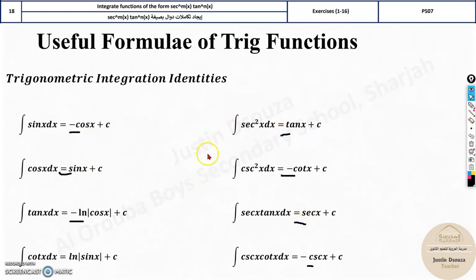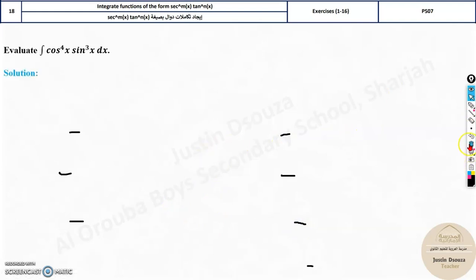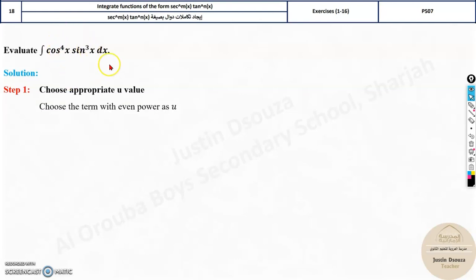Now we will quickly dive into this problem. Over here we have: evaluate cos to the power 4x times sine cube x dx. There is no direct formula, so you need to use substitution and choose the appropriate u value. You can see there are two functions. Sine has the lower power and cos has the higher power, so over here we would take cos 4 because it's the higher power, and then we can easily dissolve the other term.